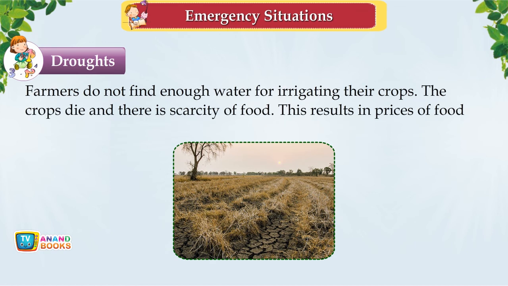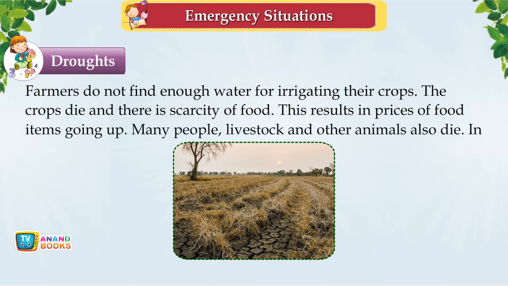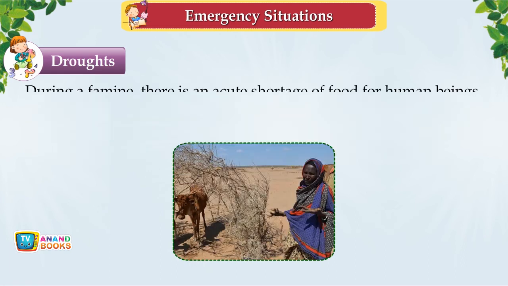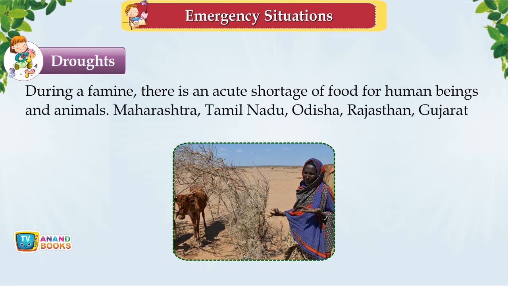The crops die and there is scarcity of food. This results in prices of food items going up. Many people, livestock and other animals also die. In severe cases, it can result in widespread famine and epidemics. During a famine, there is an acute shortage of food for human beings and animals.